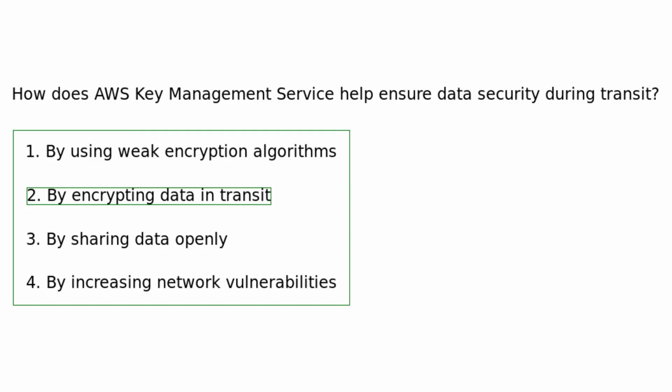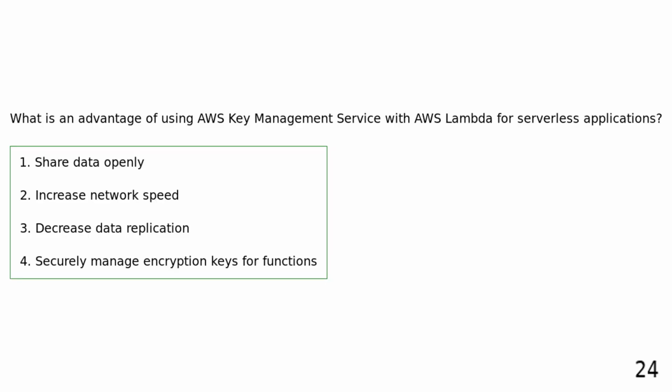What is an advantage of using AWS Key Management Service with AWS Lambda for serverless applications? Share data openly. Increase network speed. Decrease data replication. Securely manage encryption keys for functions. An advantage is securely managing encryption keys for functions, ensuring that data processed by Lambda functions is protected using encryption keys.